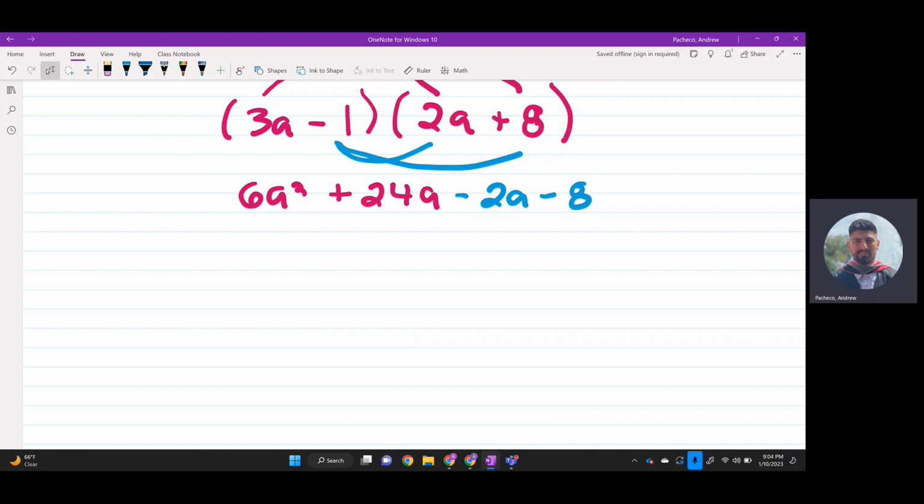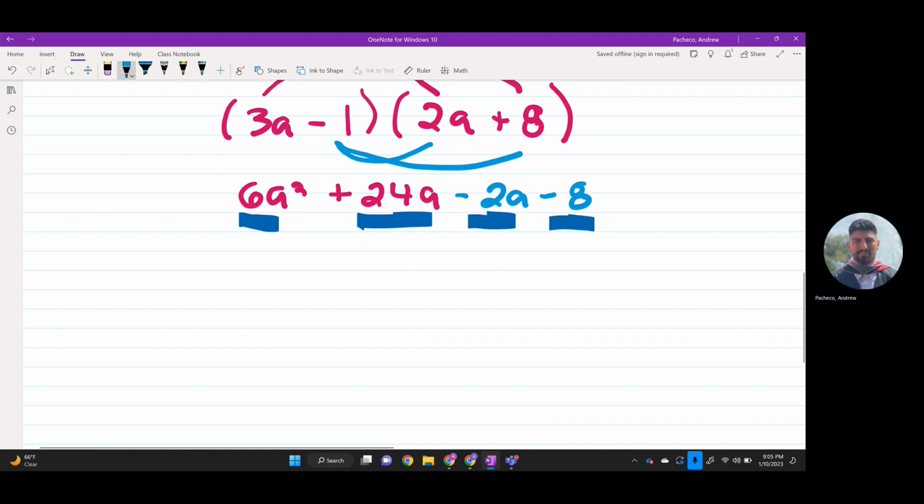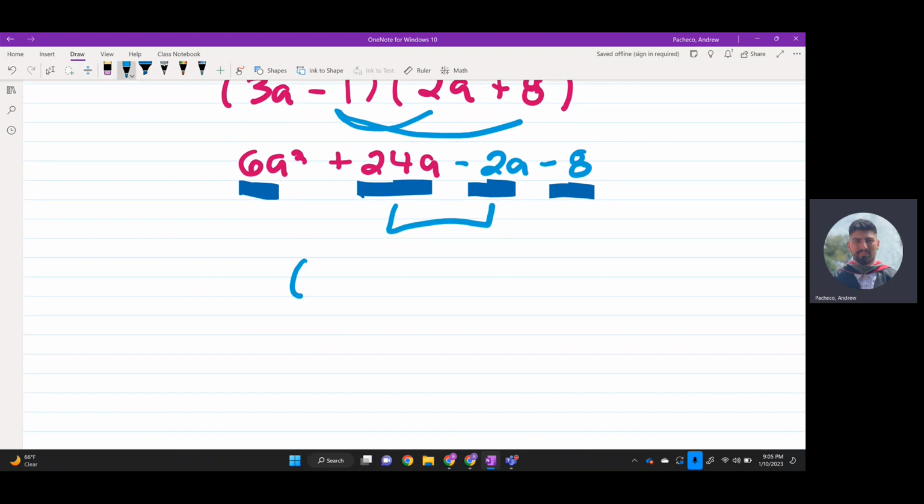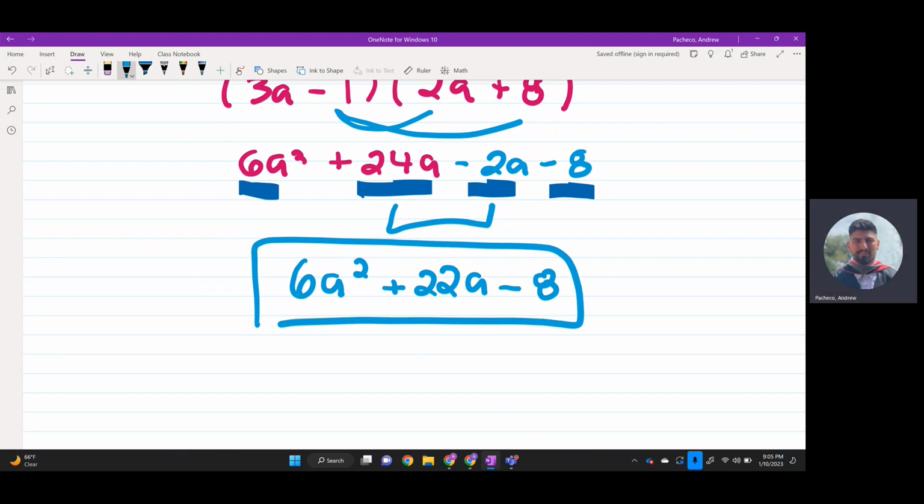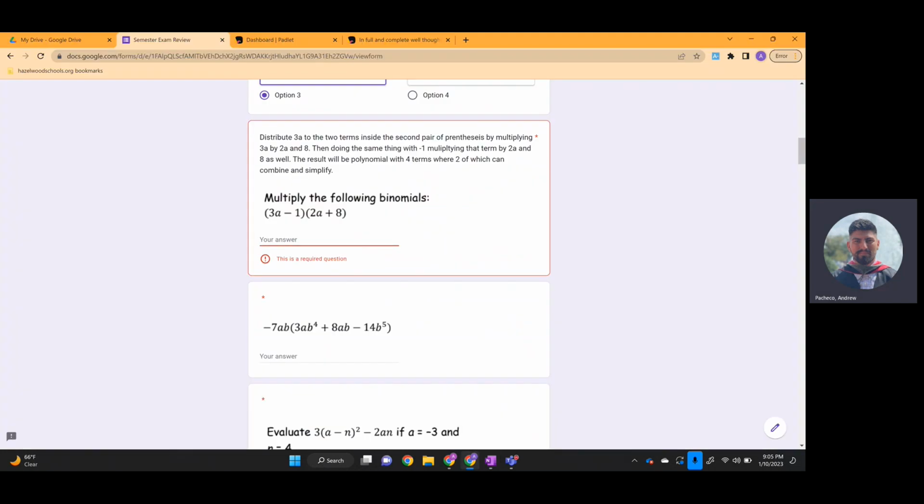The result will be a polynomial with 4 terms. So I have a polynomial with 1, 2, 3, 4 terms, where 2 of which can combine and simplify. Those middle 2 terms will combine and I can simplify. My trinomial will be 6a squared plus 22a minus 8.